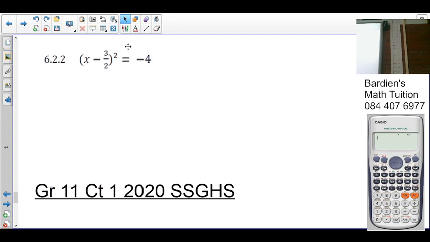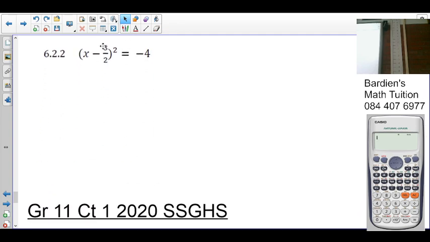Let's look at the next one. People, from here, if you take the square root of a negative number, what can you say about this? The roots will be non-real. From the offset you can already see. But say we act dumb and we don't know.